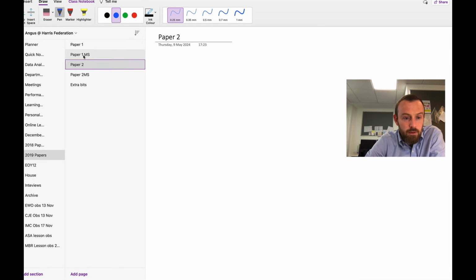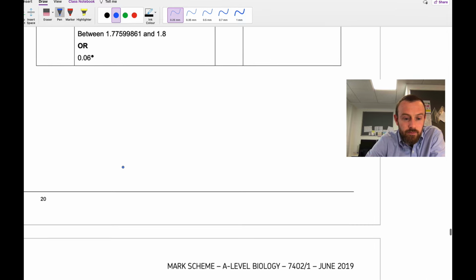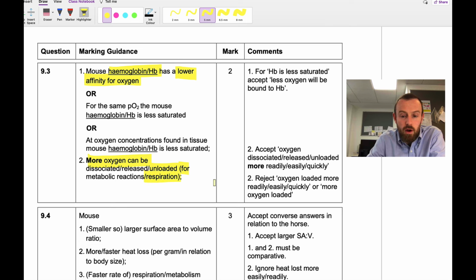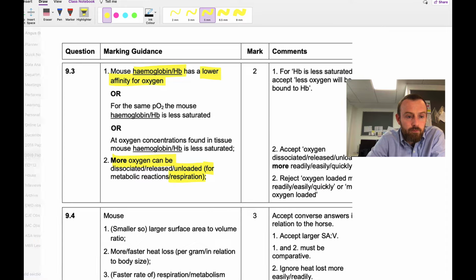Oops, that's the wrong paper. That's the one. Yeah, okay, good. So, mouse hemoglobin has a lower affinity, and therefore more oxygen can be unloaded for respiration in respiring tissues. Okay. Pause there if you want to have a look at anything else you could have said, and then we'll continue.